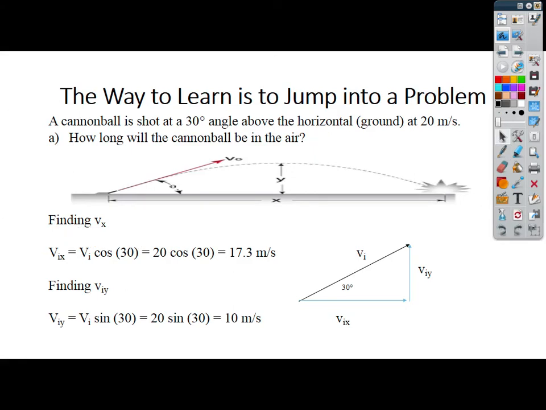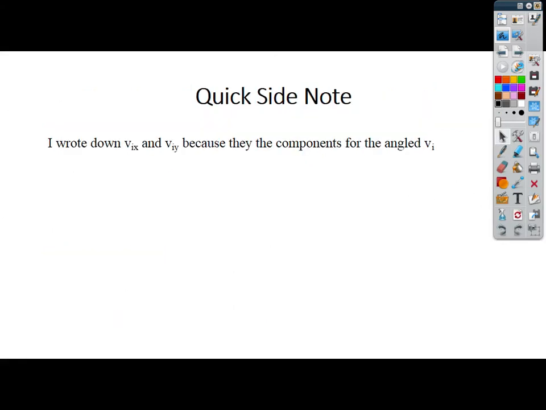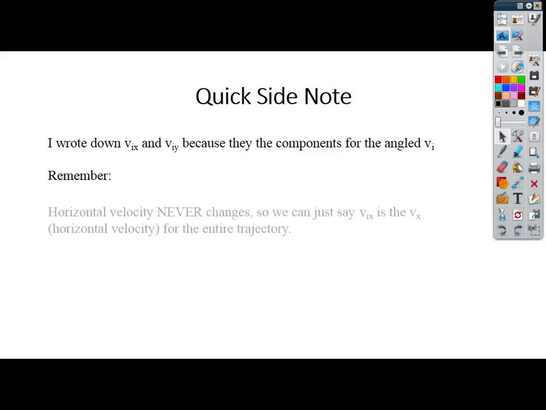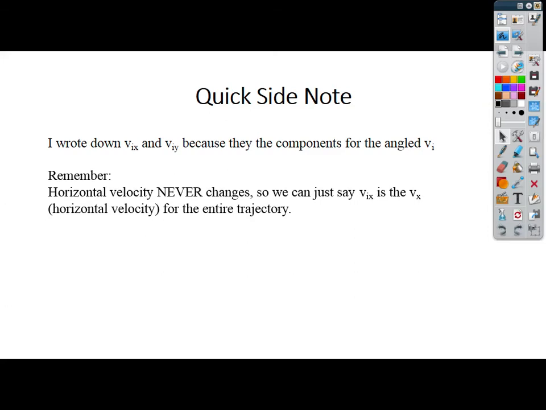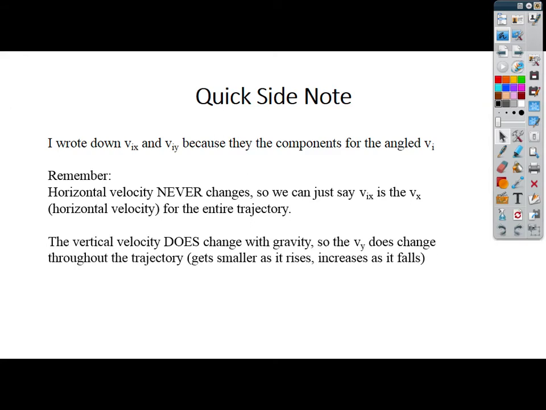Moving on. I wrote it out as initial x and initial y because they're the components. But one thing we want to say right away, the horizontal velocity never changes. So a lot of times I just get rid of the little i and say it's my vx velocity, because the horizontal velocity never changes. Only the vertical velocity will change. Going back to that diagram where I was showing you the symmetry, there really is no symmetry in the horizontal direction. It just stays the same the entire time. Everywhere it is Vx.